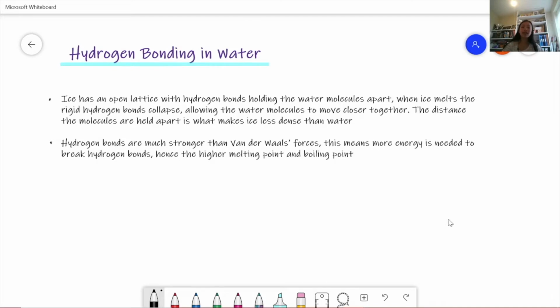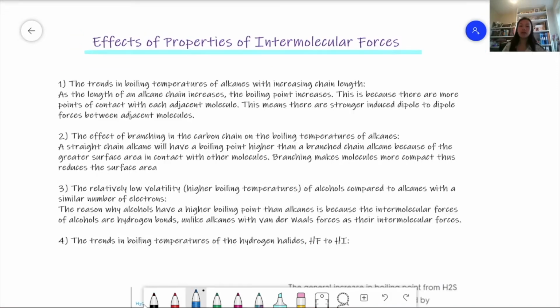The distance the molecules are held apart is what makes ice less dense than water, because water molecules are so much closer together. And secondly, hydrogen bonds are much stronger than van der Waals forces, because hydrogen bonds are the strongest out of the three intermolecular forces. This means that more energy is needed to break these hydrogen bonds, so water has a higher melting and boiling point compared to other molecules, even though water is also a molecule.